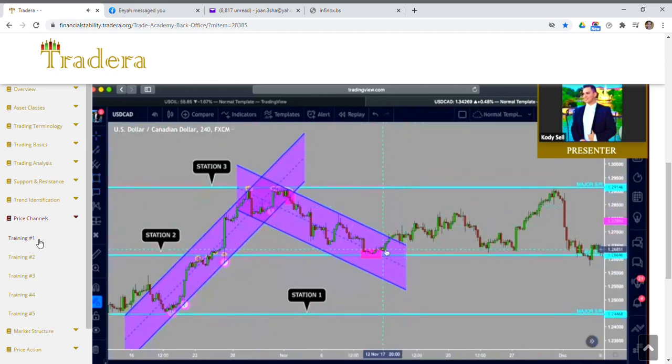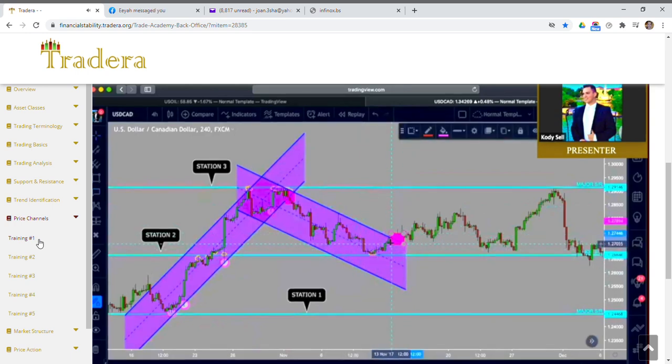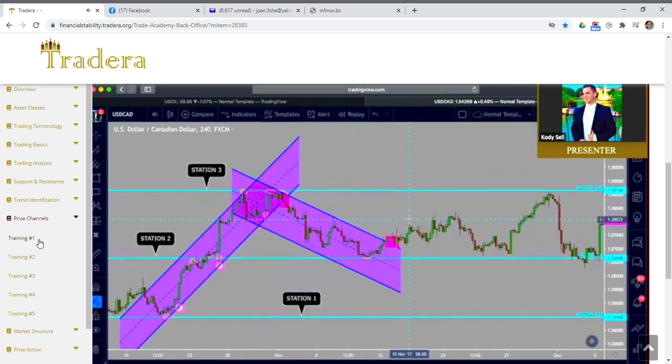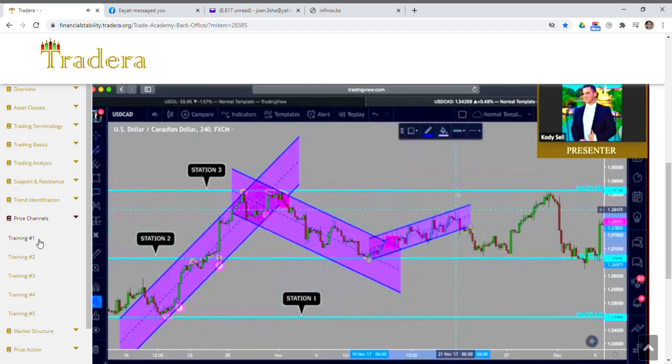All right, now this channel is going to break right over here after we hit station 2, and we're going to form a new channel. The new channel looks like this. Now this channel didn't make it all the way up to station 3. Why did it not make it all the way up to station 3? Because we have a minor support and resistance area that has formed right in this area, as you can see.